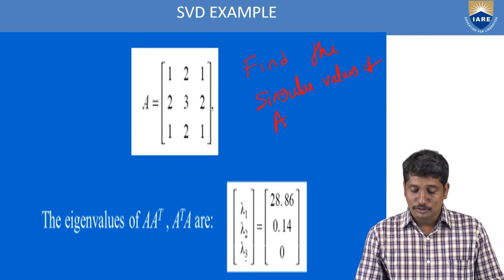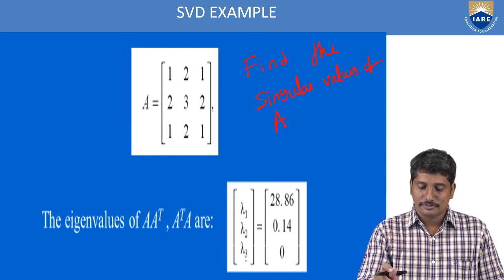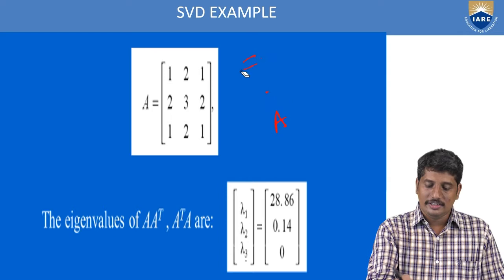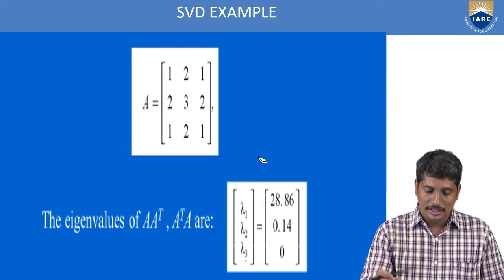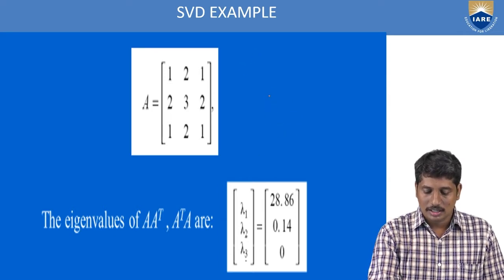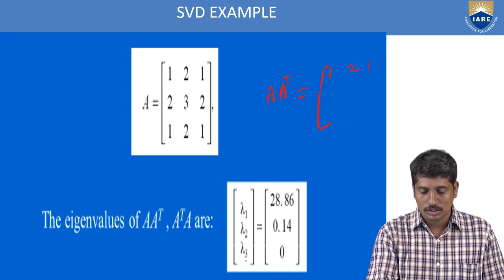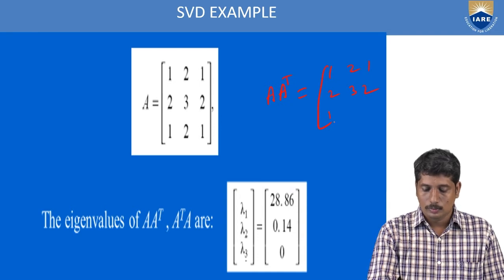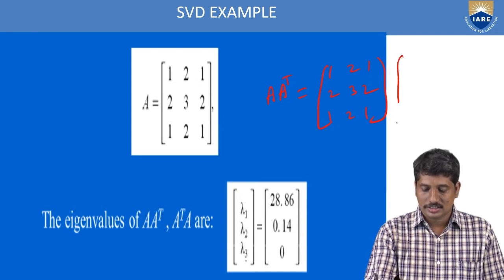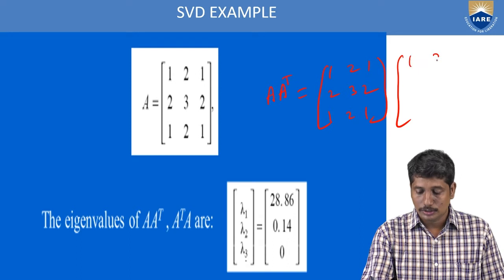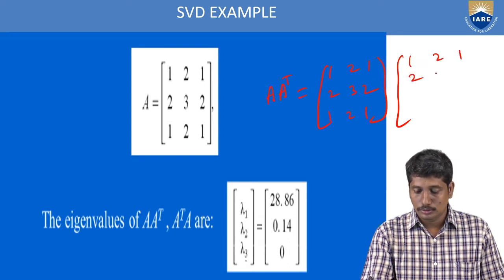How to calculate those singular values? First, for calculating the singular values of A, we need to calculate A into A transpose. That is, we have to multiply the matrix 1 2 1, 2 3 2, 1 2 1 with the transpose 1 2 1, 2 3 2, 1 2 1.